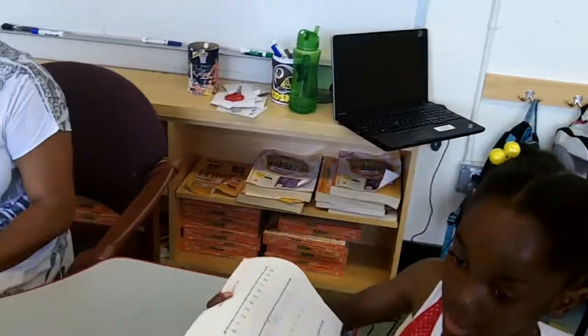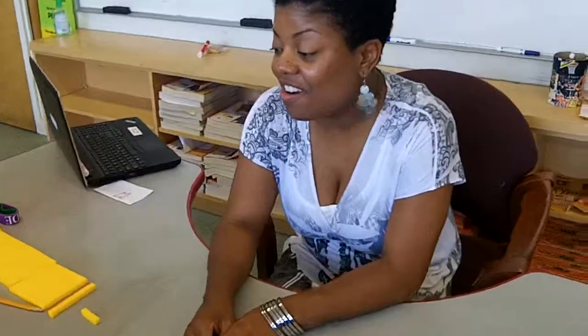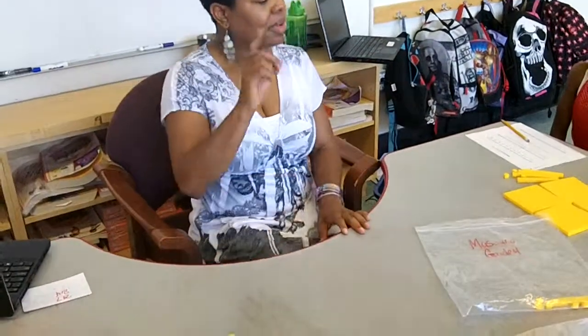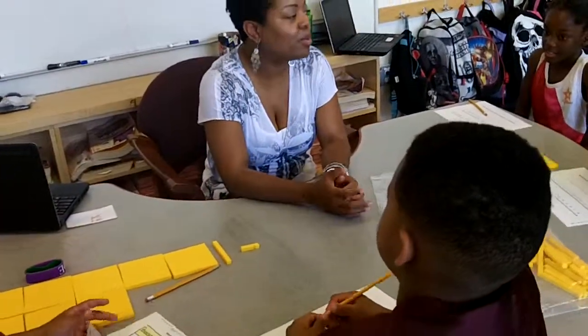Good job. All right, 1, 2, 3, eyes on me. I saw some really dedicated students who were working hard to figure out what is the answer. On the count of 3, I want you to tell me: is 814 rounded to the nearest 10, 810, or is it 820? 1, 2, 3. 810. Good job.